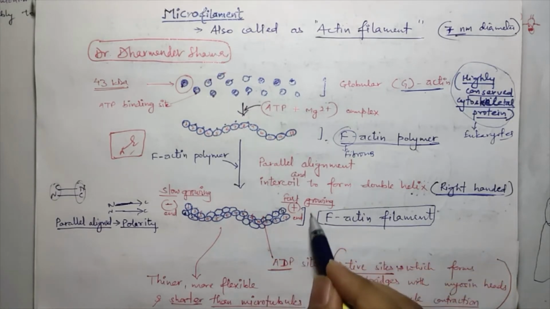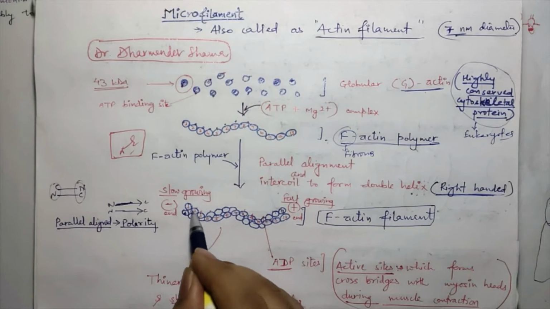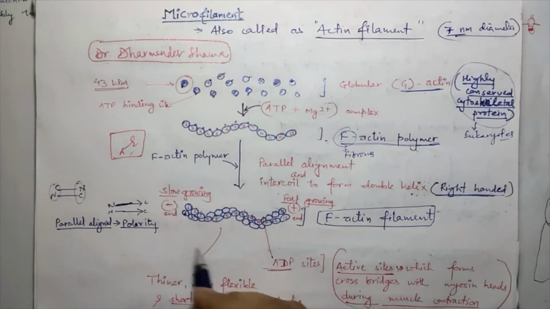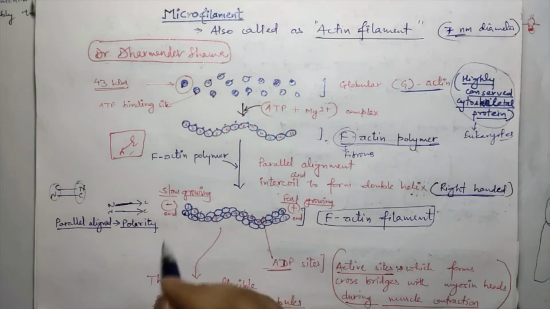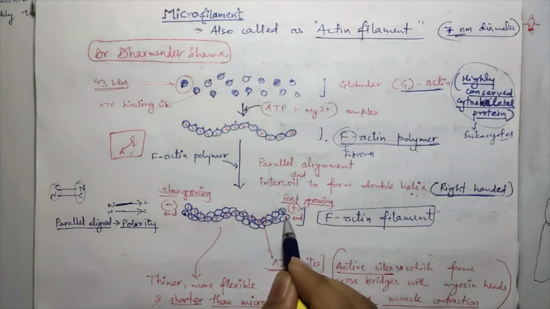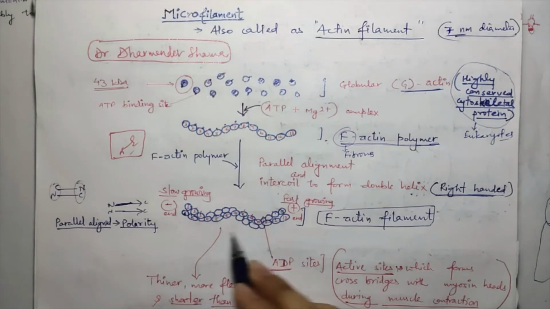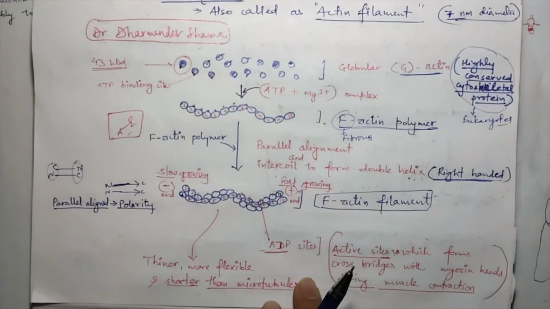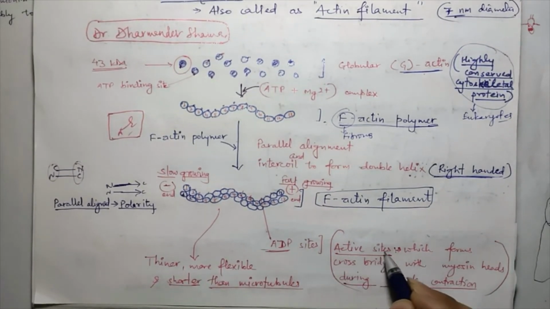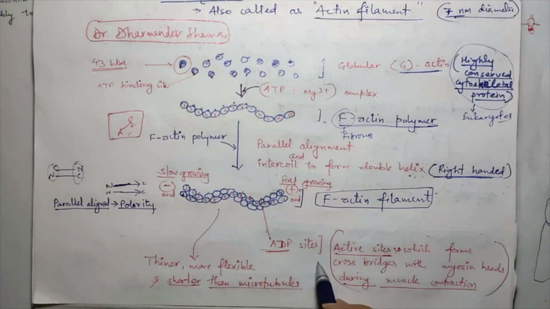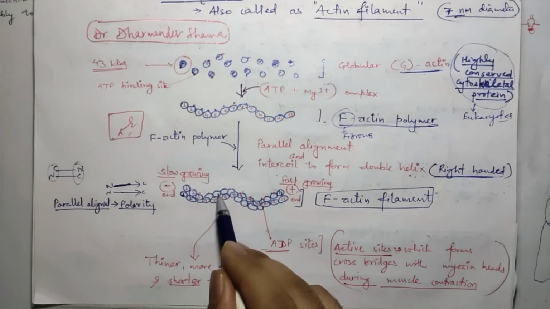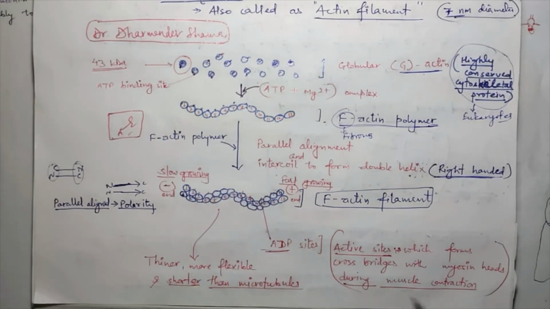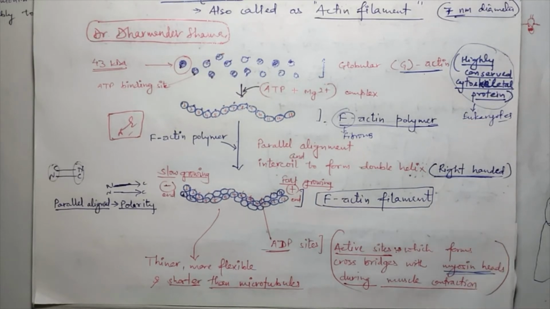And these F-actin filaments have a number of ATP binding sites, where ATP and ADP can bind and carry out a number of cellular activities. In one case, these active sites, the ATP or ADP sites, are basically the active sites on F-actin filaments. These sites are used to form cross bridges with myosin heads of thick filaments during muscle contraction.